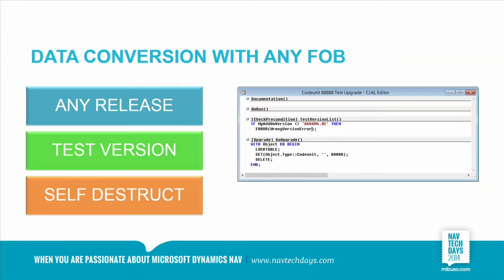I tested this. It works. So basically, if you apply an FOB file and you ship an upgrade code unit, you can delete the code unit afterwards, so that you don't run into the situation that by accident, if you ship the next FOB, you start running the wrong upgrade code units.